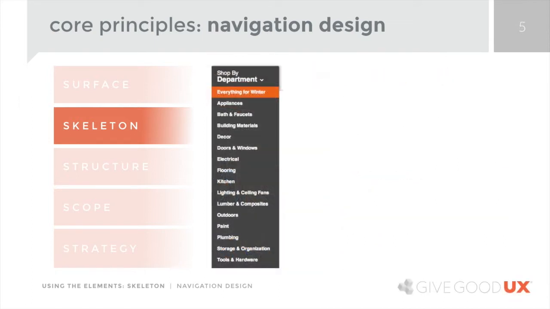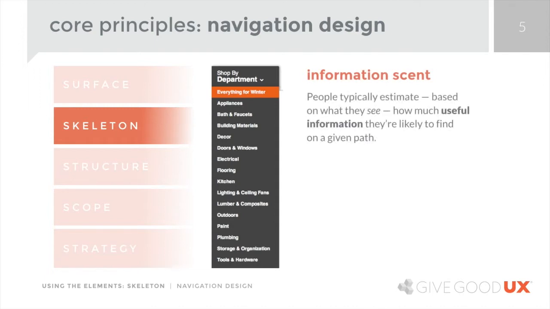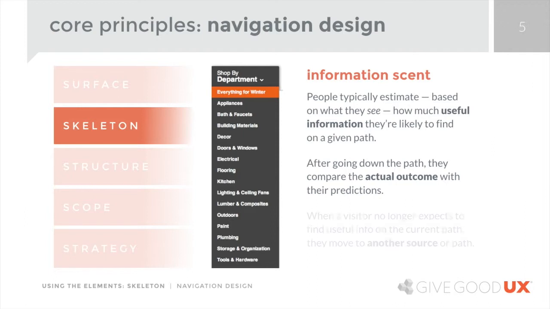An important principle of navigation design is information scent. And while that sounds kind of funny, I'm going to explain what it is. People typically estimate, based on what they see, how much useful information they're likely to find on any given path. In other words, based on what I see right now, at this very moment, I'm making a judgment as to whether what comes after this is going to be useful or valuable or meaningful. I'm judging the book by its cover in a lot of ways. Now, after I go down the path, then I compare what actually happened with my prediction. Was I right? Was I wrong? As soon as I no longer expect to find useful information, I move to another path. I move to another source. I click on something else. I leave. I visit another website, that kind of thing.